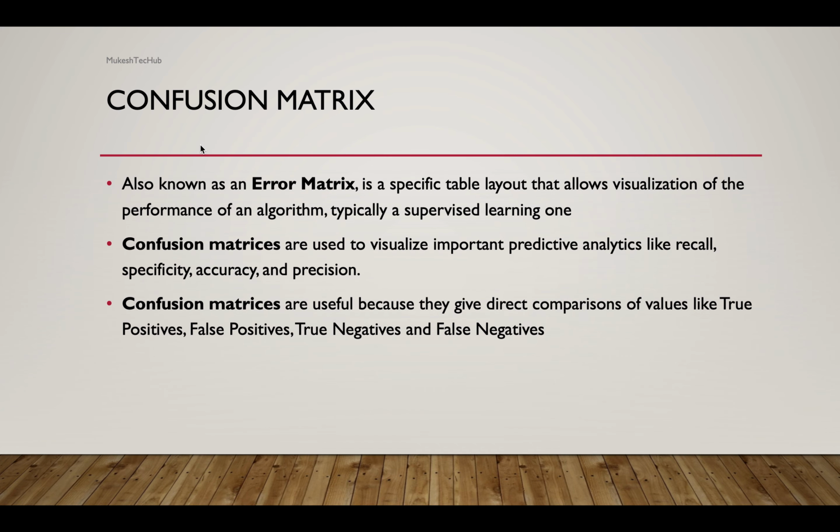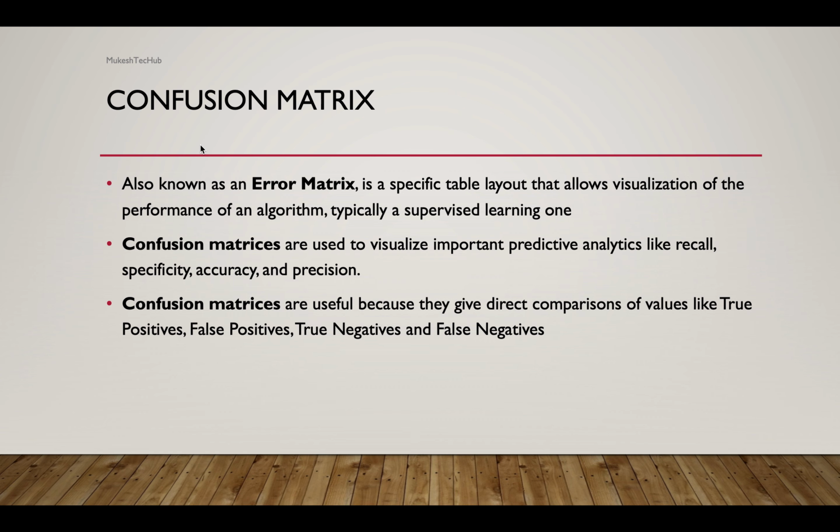Before that, let me give a brief idea about the confusion matrix. So what is a confusion matrix? Basically, a confusion matrix is an n cross n matrix used for evaluating the performance of a classification model, and here n denotes the number of target classes. We can also call this confusion matrix an error matrix, and it is a specific table layout that allows visualization of the performance of an algorithm, typically a supervised learning one.